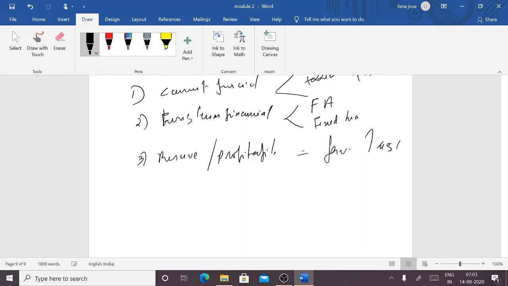Then finally, we need to comment on the overall financial position of the company. By analyzing all these things, the current financial position is okay, the profitability position is okay. The only thing is the long-term financial position, where the company should take some more care. So this is how you can interpret the comparative financial statement.